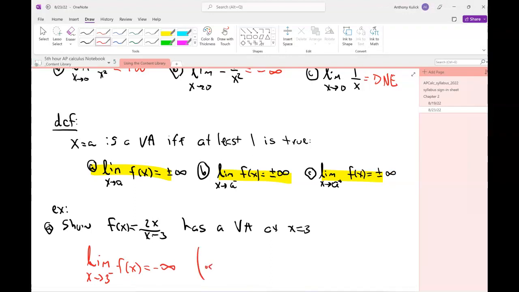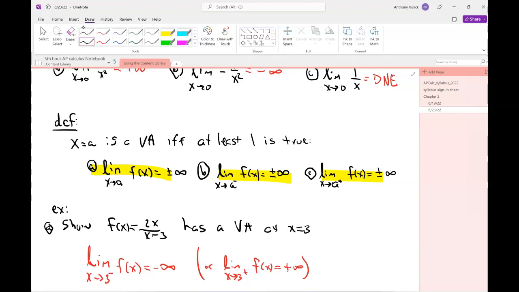Or you could have said the limit as x approaches 3 from the right is positive infinity. That would also be enough. Either statement would be fine, or you could write both of them, still fine. Everybody's okay?